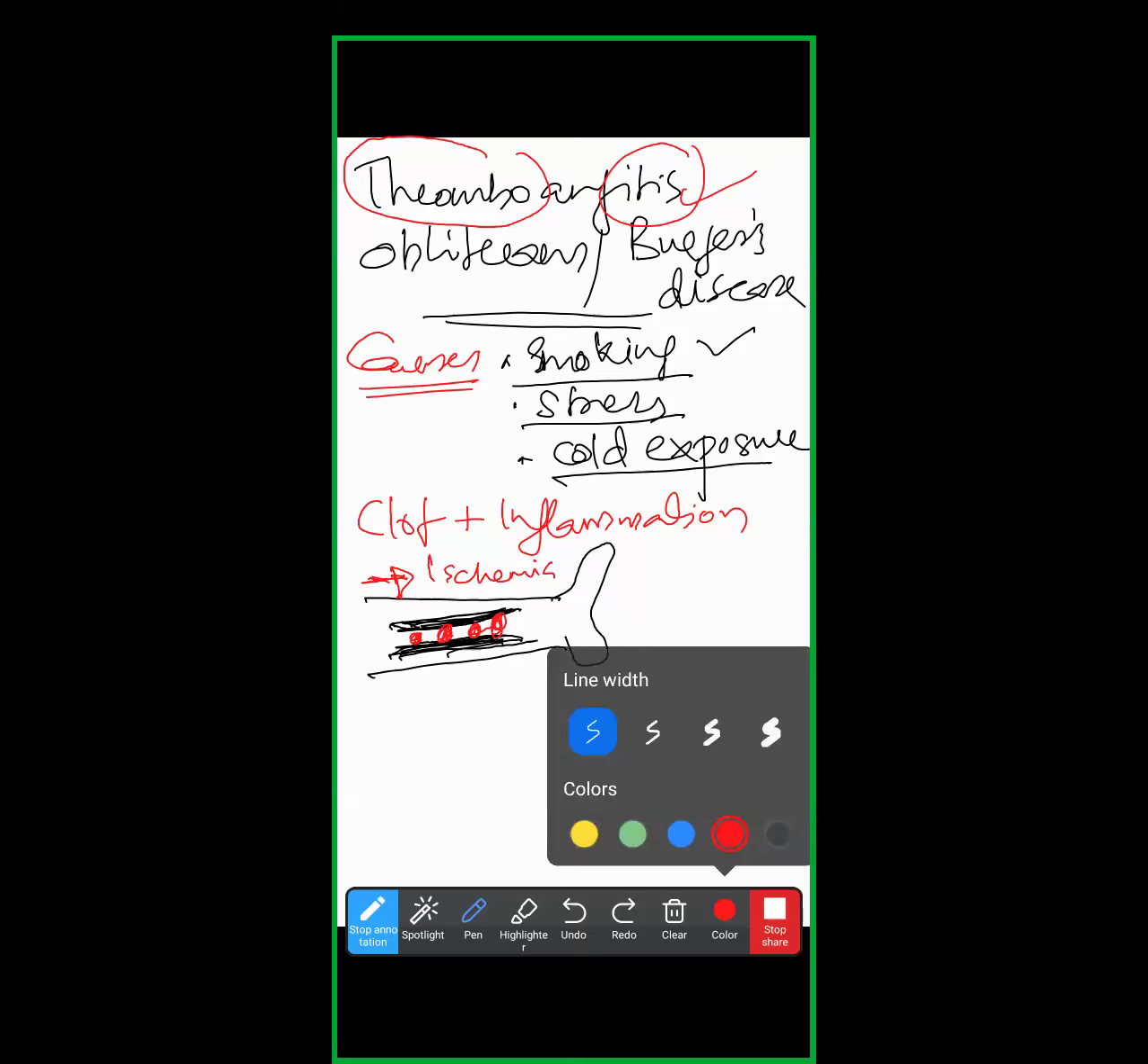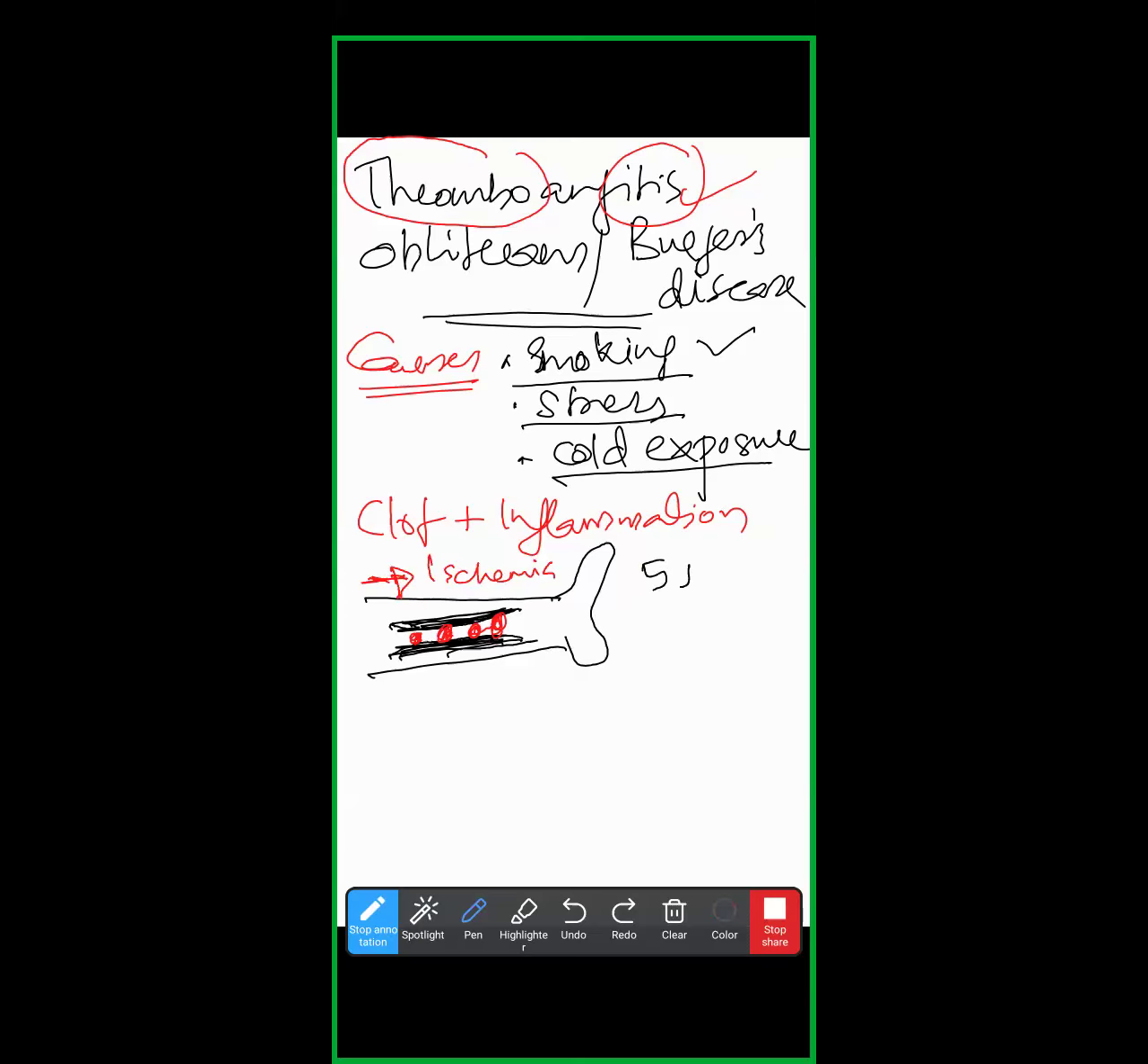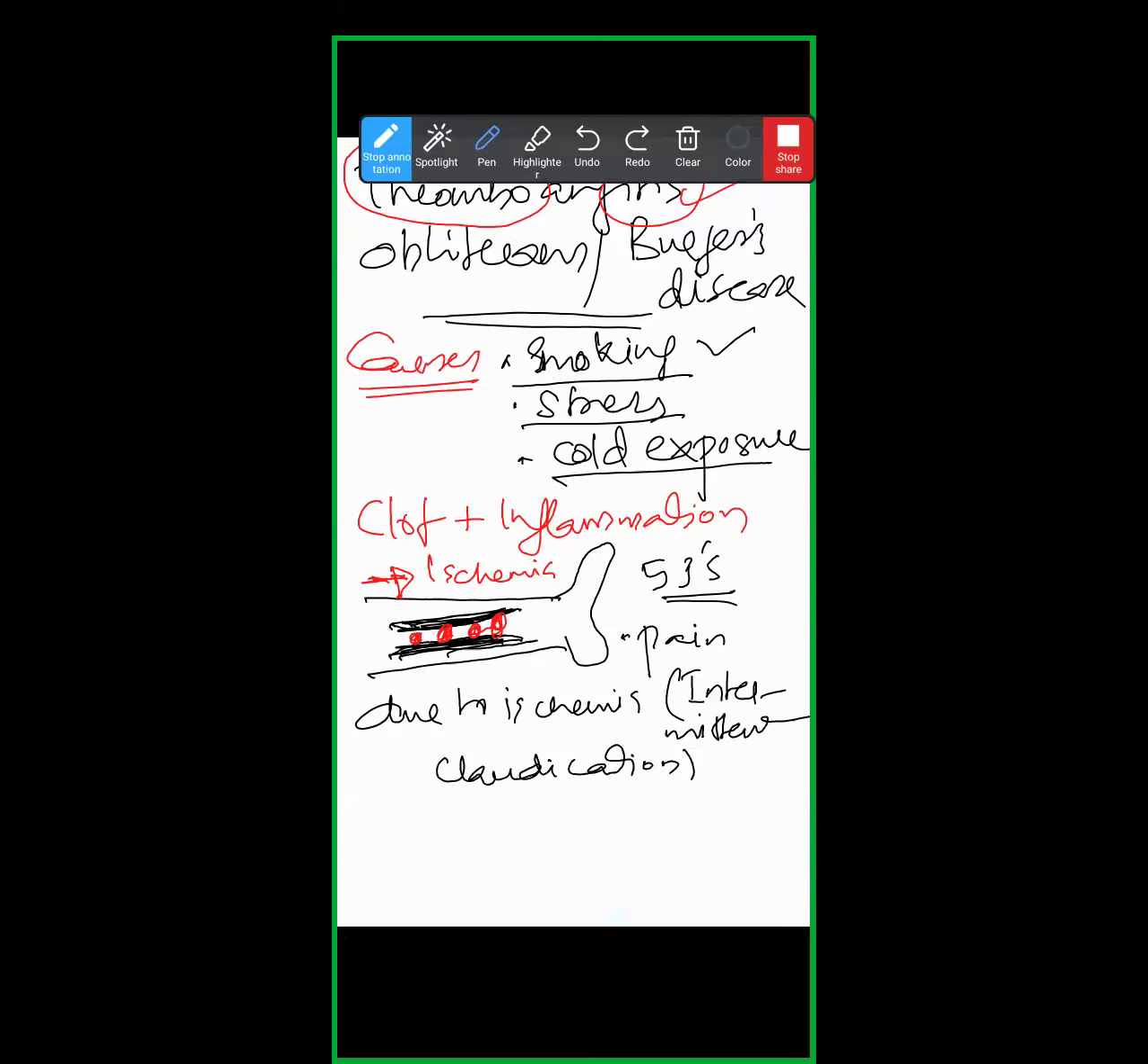So what symptoms can you notice? The 5 P's. What are the 5 P's? One is pain due to ischemia. Because of decreased blood flow, there's a chance for pain. We call it intermittent claudication.